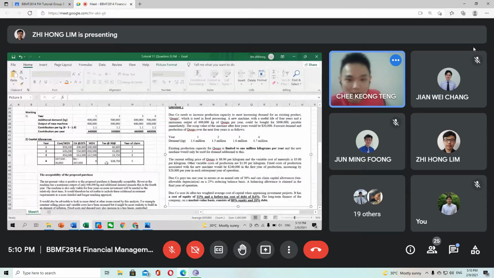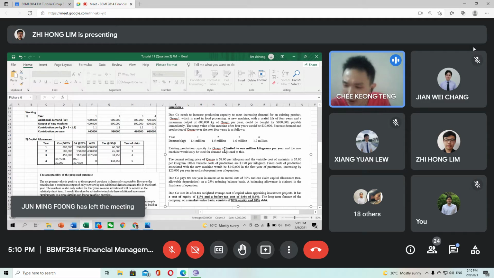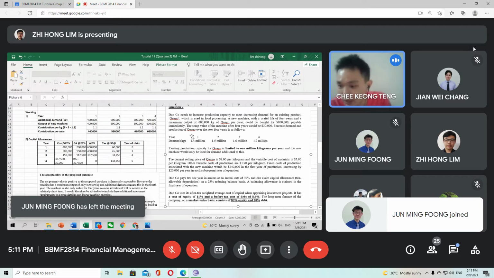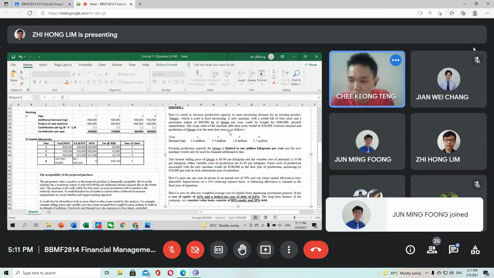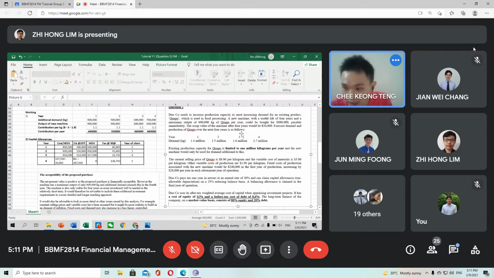Okay, good. So as you can see from these questions, all of you can see the year and demand in kg. Year 1 forecast demand is 1.4, year 2 is 1.5, and so on. If you read this question, it is talking about whether we should buy one more machine or not. This one is a project on whether we should buy one more machine.